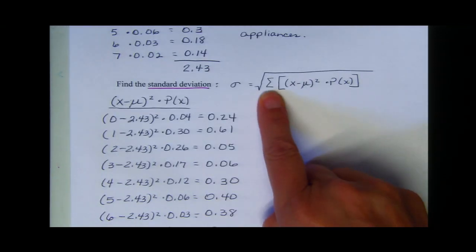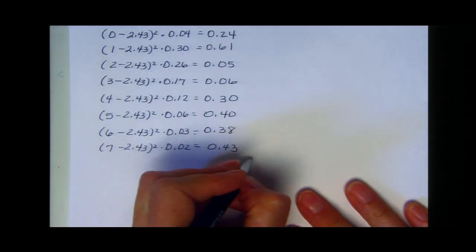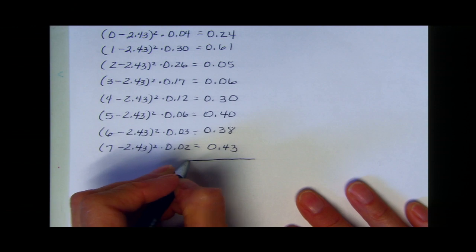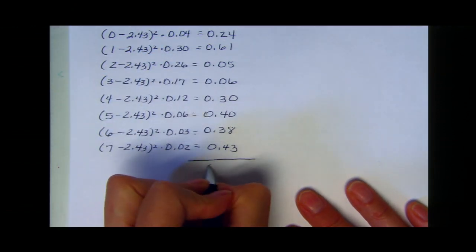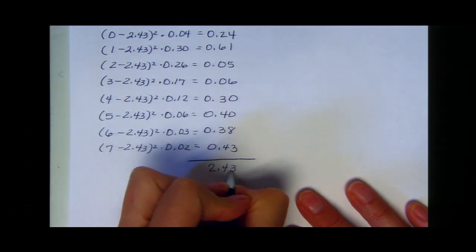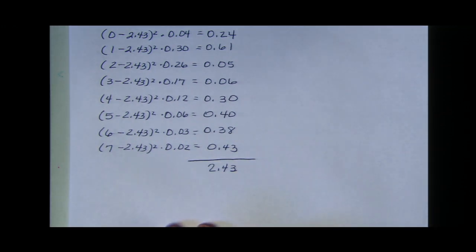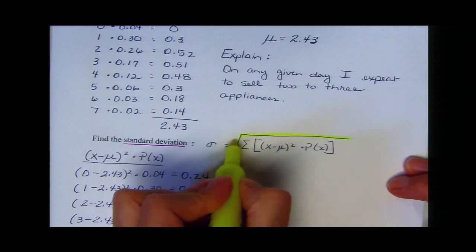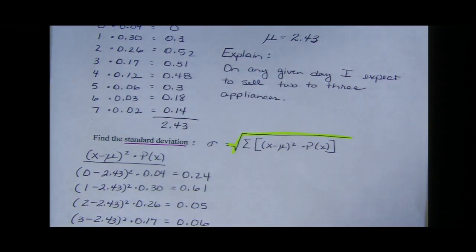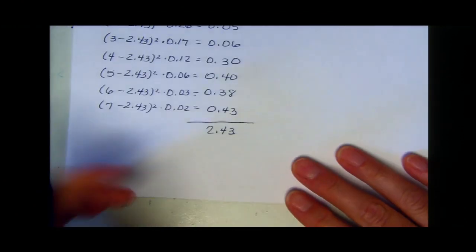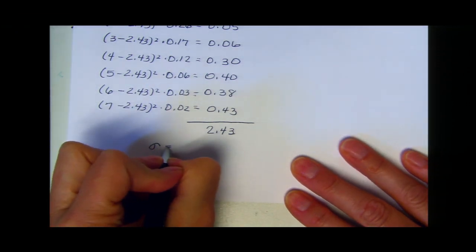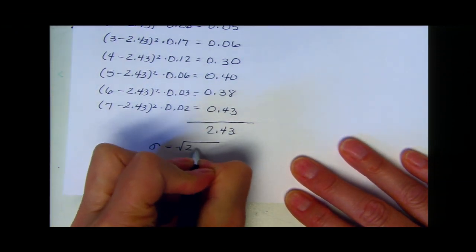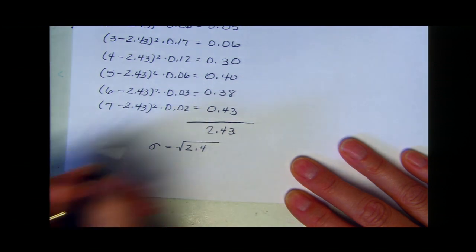Now it tells me to take its summation. So now we're going to add this column. And when you add this column, you get 2.43. Now, where a lot of students make their error is they say this is the standard deviation. What they forget to do is take the square root of that summation. It's very easy to forget, so be very careful. So the standard deviation is the square root of 2.43, or I'm sorry, this is 2.47.